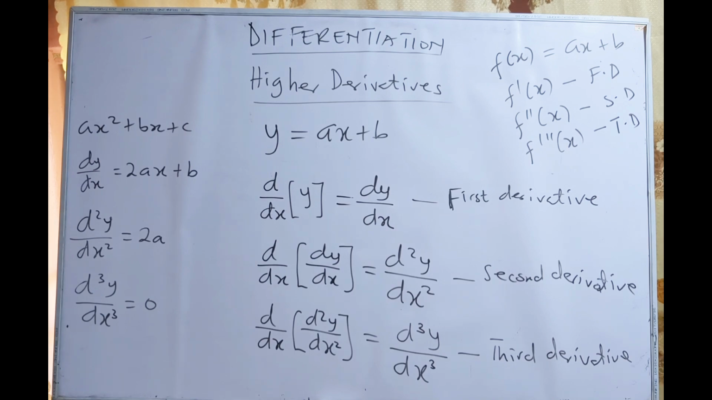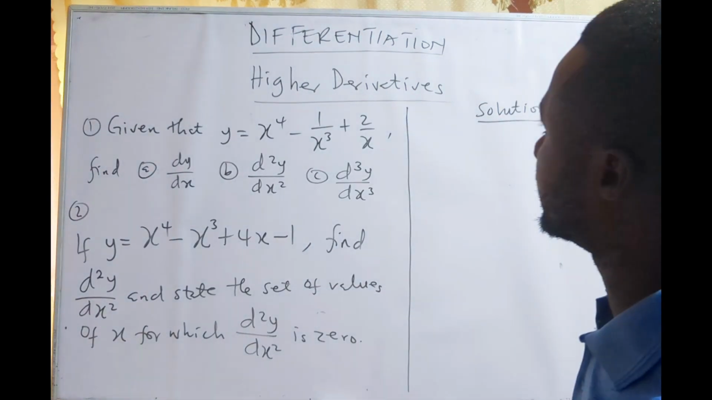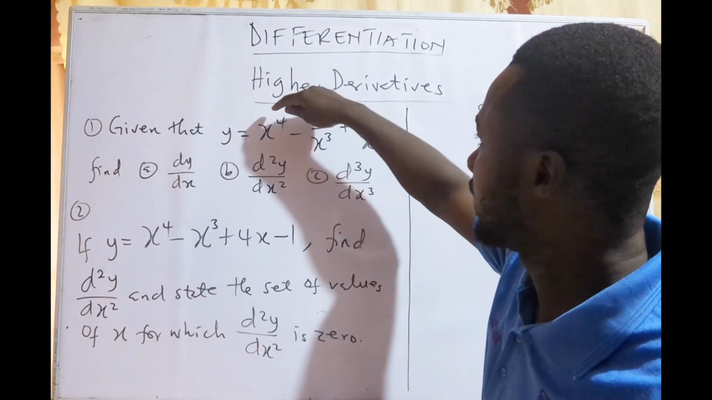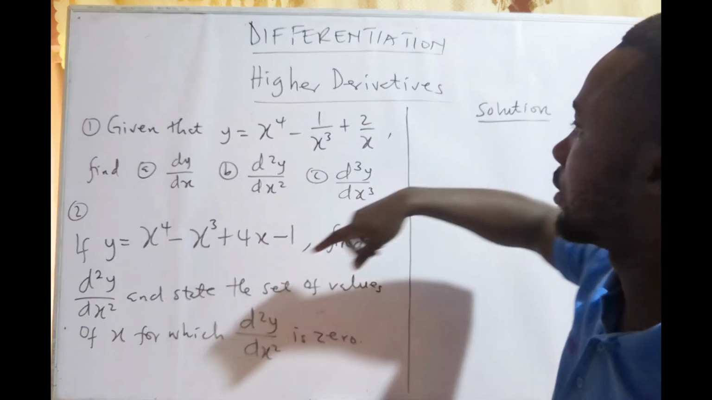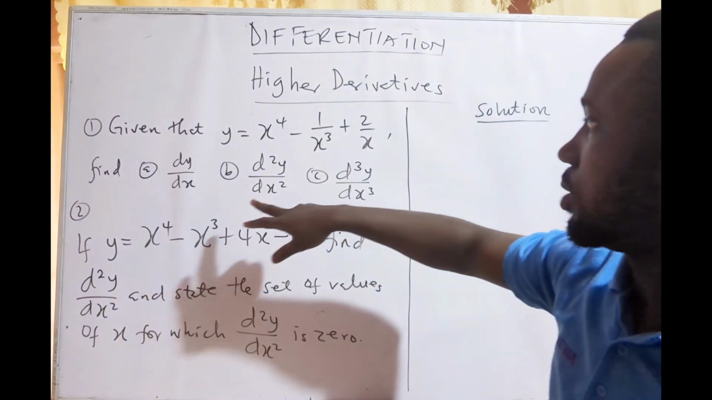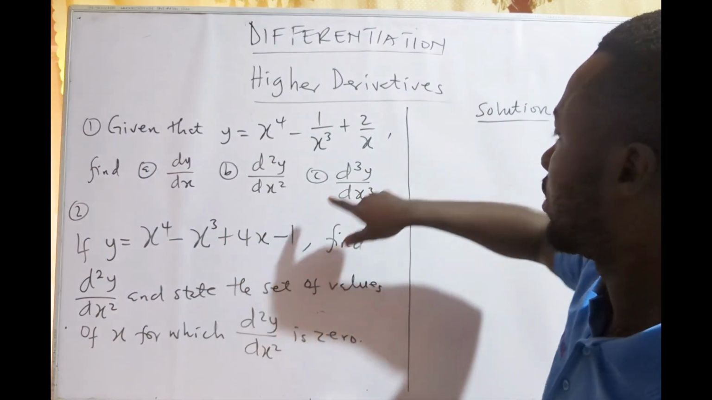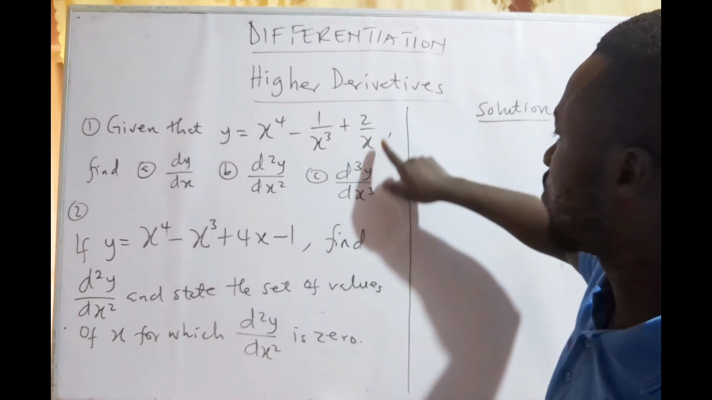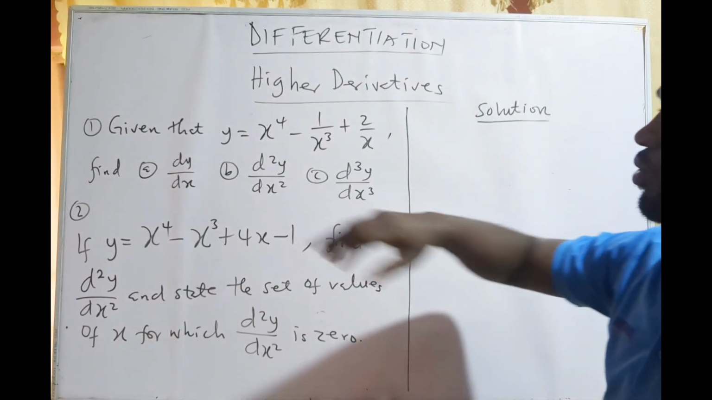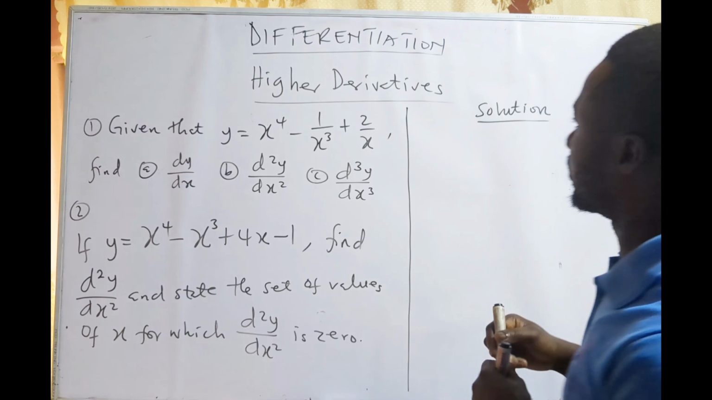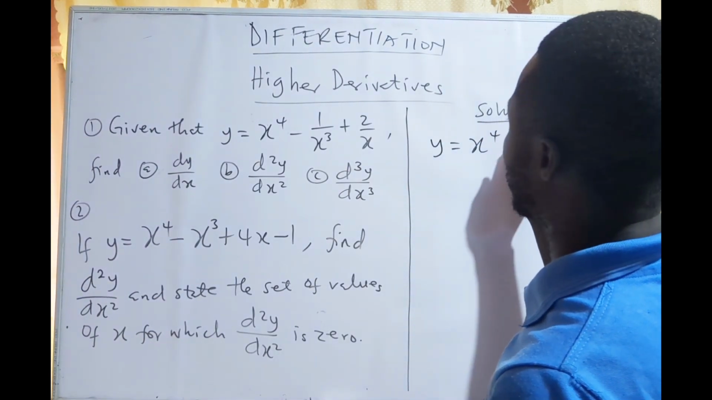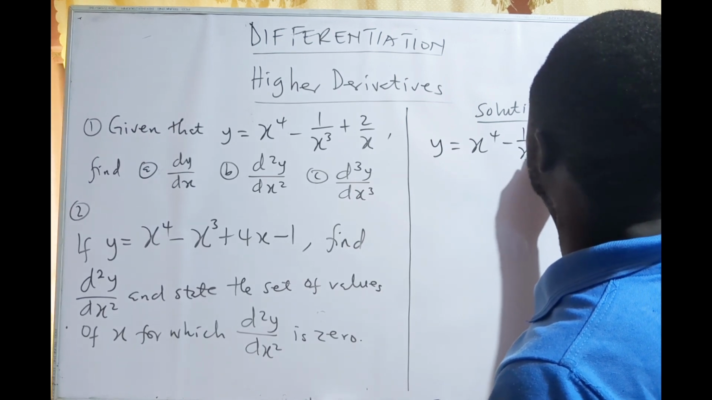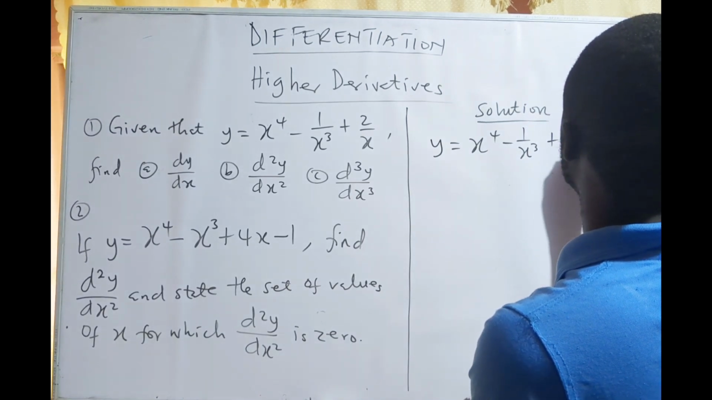All right, so we are going to solve some examples right now. Okay, so let's look at the questions. Given that y is equal to x exponent 4 minus 1 over x exponent 3 plus 2 over x, find a, dy over dx, b, d squared y over dx squared, c, d cubed y over dx cubed. Okay, so the first, the second, the third. Okay, so we are given y to be equal to x exponent 4 minus 1 over x exponent 3 plus 2 over x.